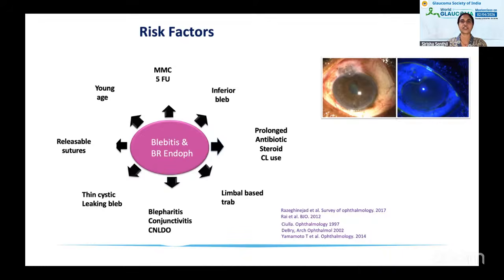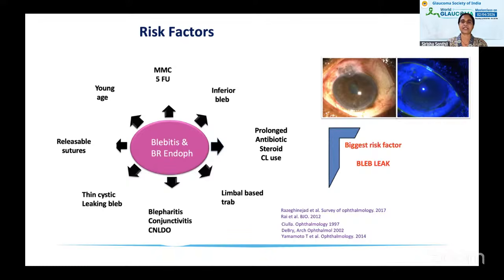Younger patients, especially children, are more prone to infection. And use of antimetabolites and inferior blebs carry a very high chance of infection. That's one of the reasons why none of us do an inferior trabeculectomy. Of course, implants are sometimes done, but even with a well-done implant, at a later time point the chances of erosion and infection are far more common with an inferior surgery compared to superior surgery, where the upper lid actually acts as a protection for the bleb.